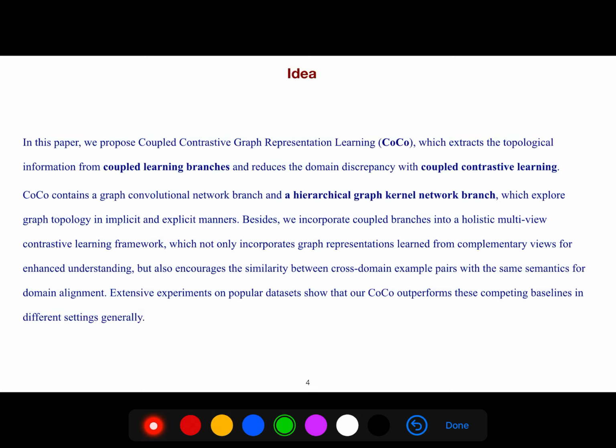CoCo contains a graph convolutional network branch and a hierarchical graph kernel network branch, which explore graph topology in implicit and explicit manners. Besides, we incorporate coupled branches into a holistic multi-view contrastive learning framework, which not only incorporates graph representations learned from complementary views for enhanced understanding, but also encourages the similarity between cross-domain example pairs with the same semantics for domain alignment.